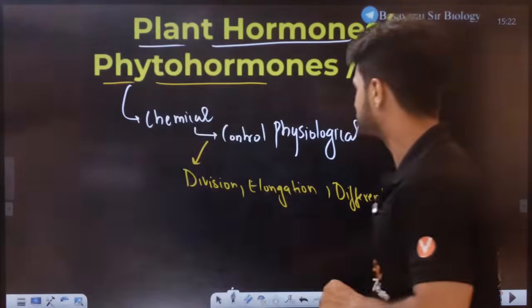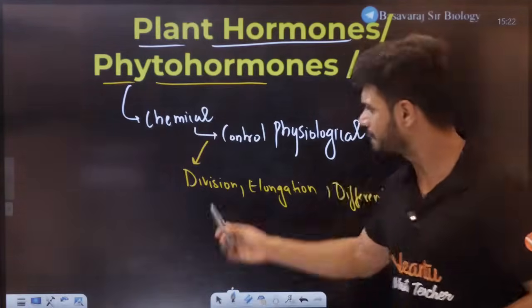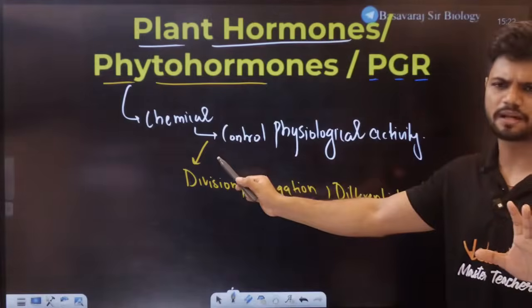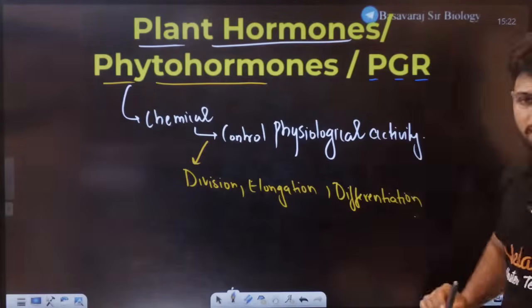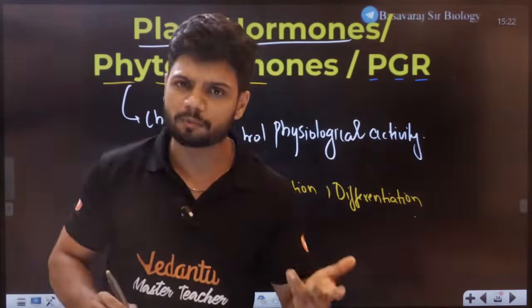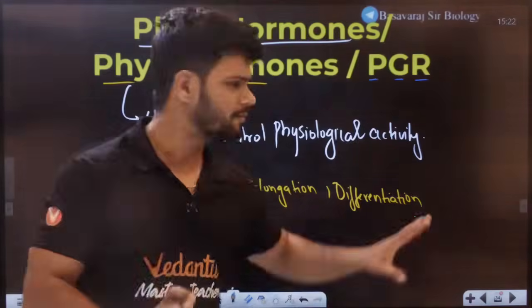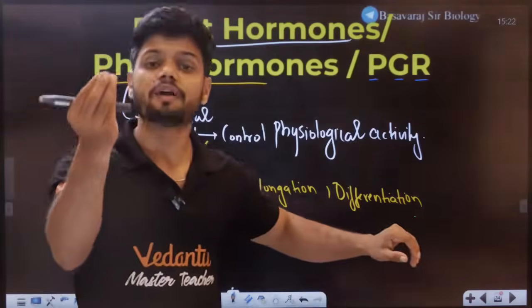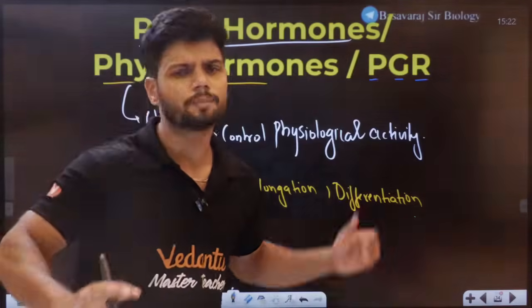Now students, what are phytohormones? Phytohormones or plant hormones are basically chemicals. These chemicals control the physiological activities of a plant. For example, growth of a plant, respiration of a plant, almost every single activity of a plant is controlled by these hormones. When to flower, when to divide, the cell division of a plant, everything is controlled by hormones.